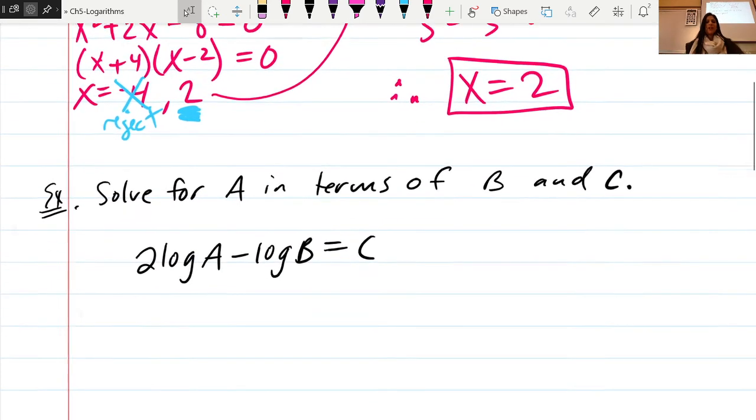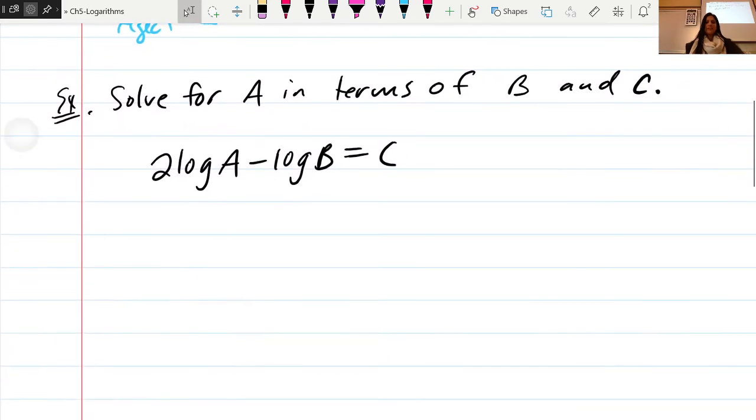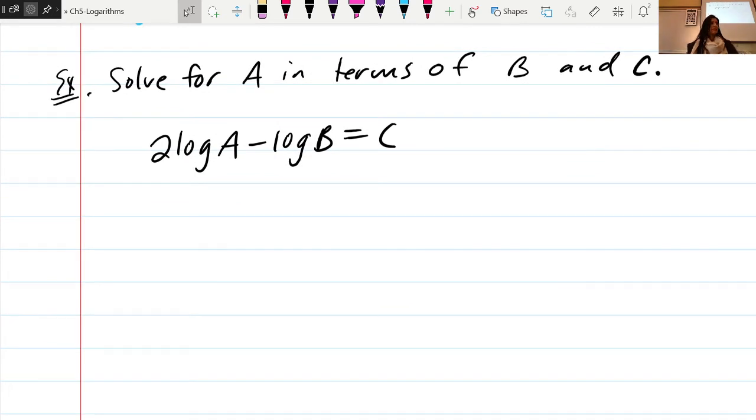Okay, solve for A in terms of B and C. Do you want to take a minute and then we'll go through it, or do you want to just go through it together? Take a minute. If you want to wait, you can just wait, but I'll give everyone just a minute. Basically, if it says solve for A, another way of saying that is just get A by itself, right?